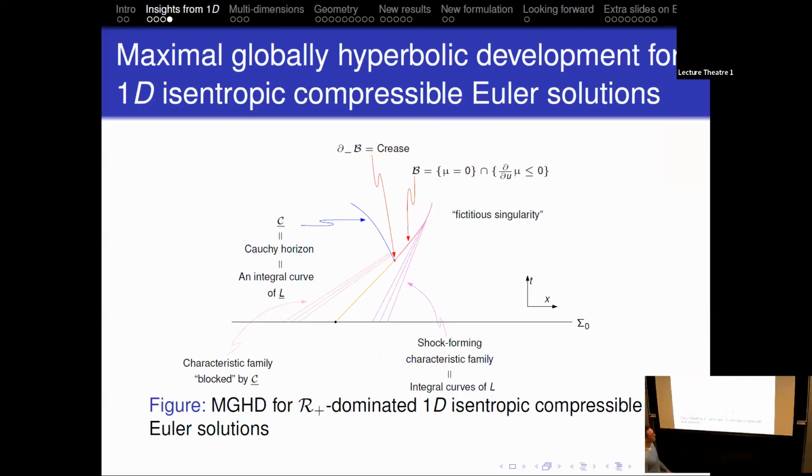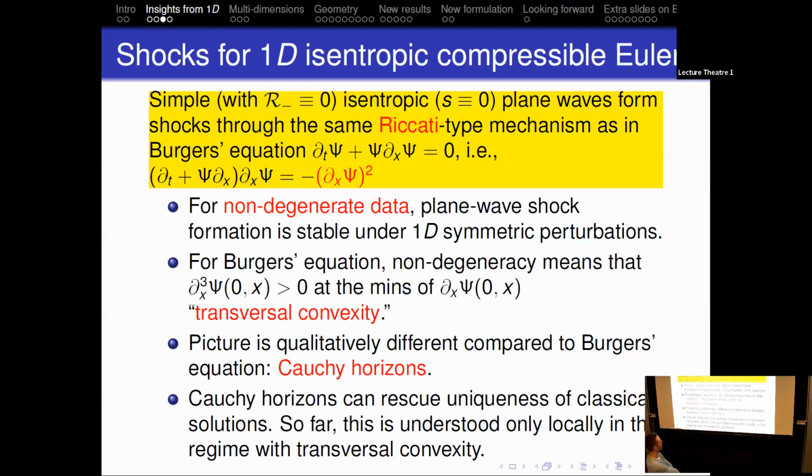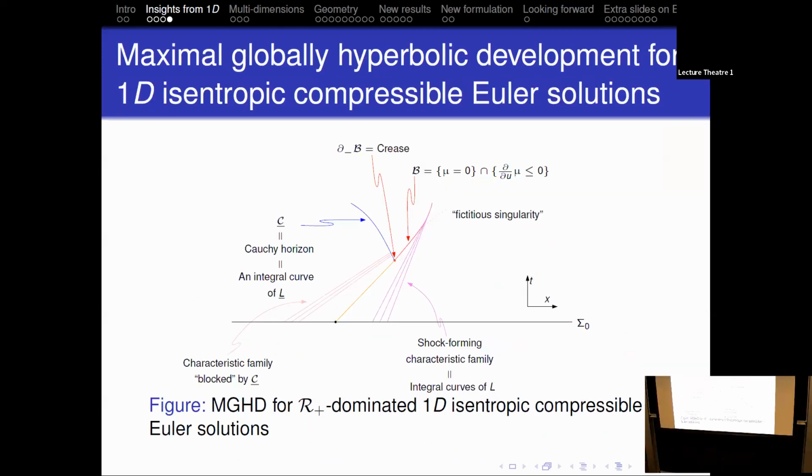I have to say that, yeah, I know what you mean, but that sentence is extremely counterintuitive. Cauchy horizons rescue uniqueness of classical. Yeah, exactly. We'll see. Well, maybe we can debate the language in a moment.